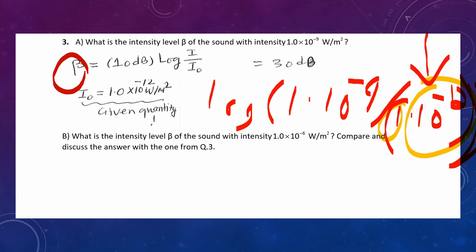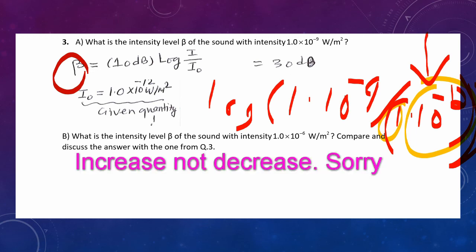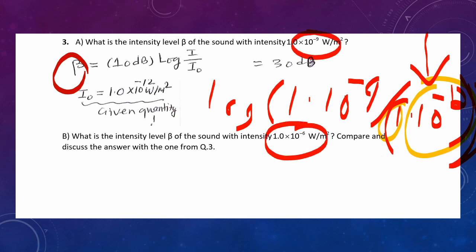Now it's changing the intensity for part B, and we're trying to find out what happens to it. If you increase the intensity, notice we're going from 10 to the minus 9 to 10 to the minus 6. So we're changing it by 3 factors of 10. What that ends up doing is if we use the exact same equation, we now end up with 60 decibels. So what happens here is that any factor of 10 that we change from the intensity changes the decibels by a value of 10. Right? So the decibels increased by 30 at the same time that the intensity changed by a factor of 1,000.